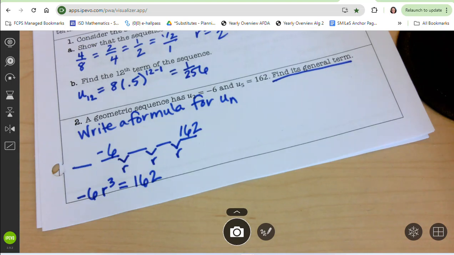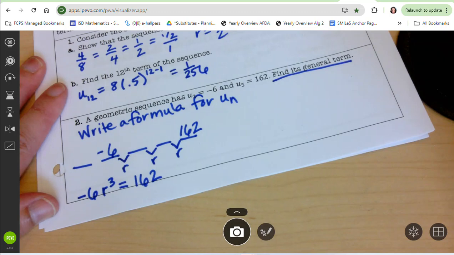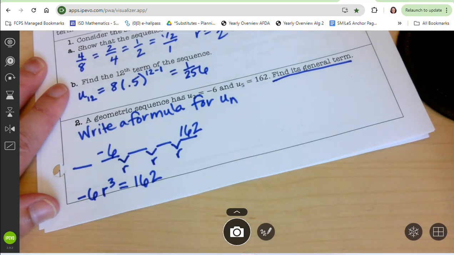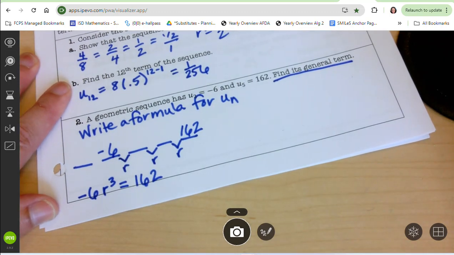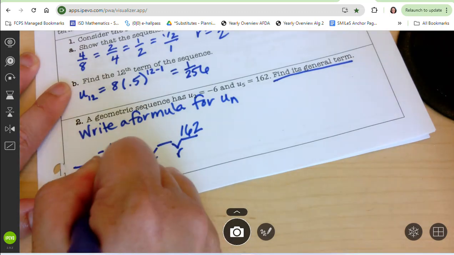Now, if you got this with trial and error, that's great. It's just good to know more than one way to do it, because maybe next time the number won't be so easy to find. How did we get r by itself first step? Get rid of that negative 6 with what? Division. With division, right. So let's divide negative 6 first.